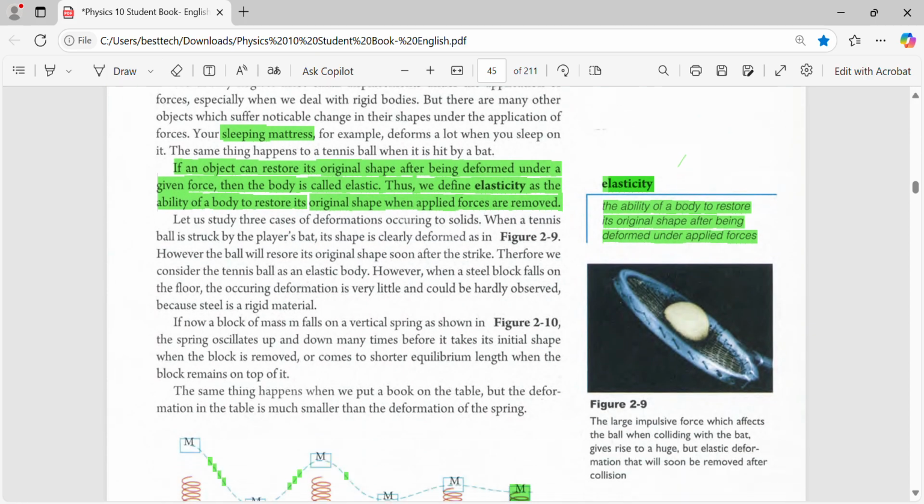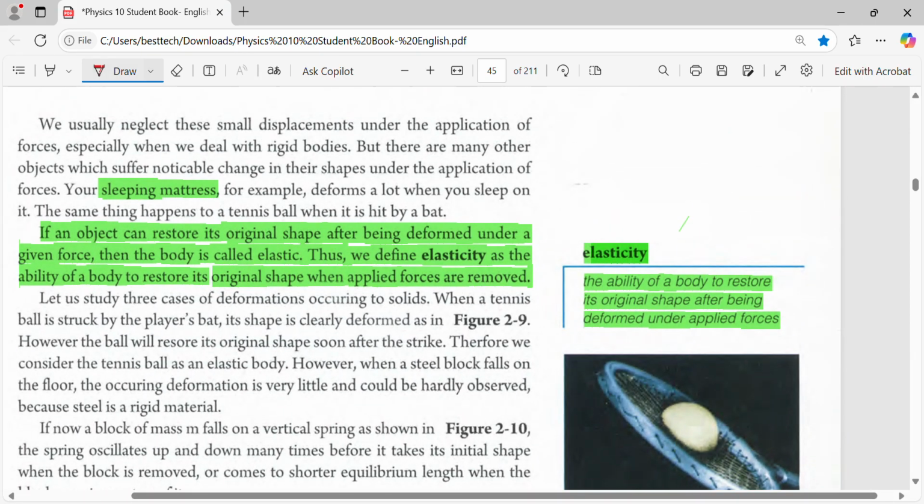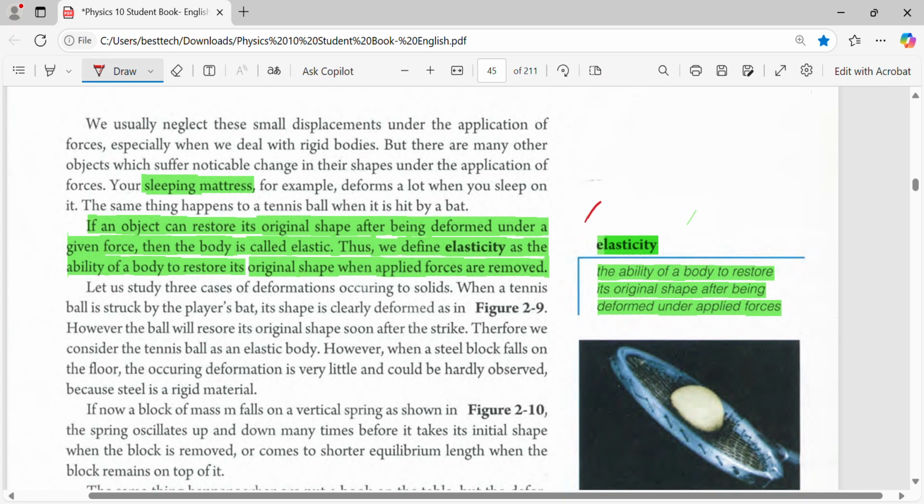Another part we have is elasticity. Students often make mistakes or mix this topic up with the rigid body. Guys, elasticity is the ability of the body to restore its original shape after being deformed under applied force.